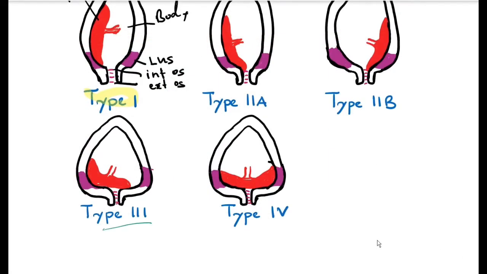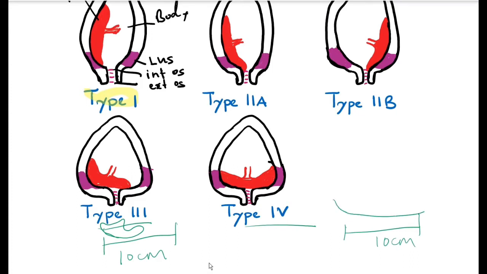Type 3 placenta previa. This is when the placenta covers the internal os when it is closed, but not at full dilatation. Meaning that when the cervix is fully dilated, this is 10 centimeters dilatation, the placenta does not cover it completely. In type 4 placenta previa, the placenta covers the internal os even when the cervix is 10 centimeters dilated.